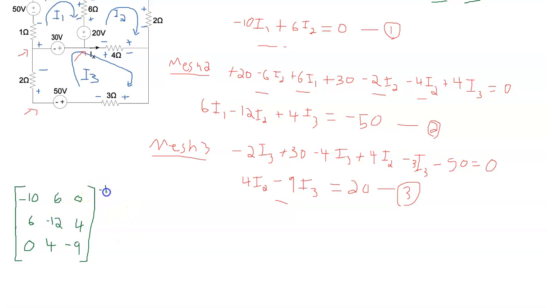Take the inverse of that matrix, multiply it by the matrix of constants. For equation 1, we have a 0. For equation 2, we have a negative 50. For equation 3, we have a positive 20. Okay, so when you put that into your calculator, you should come up with some nice round numbers.